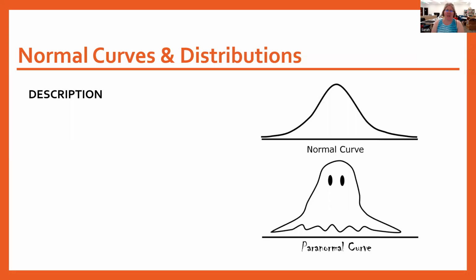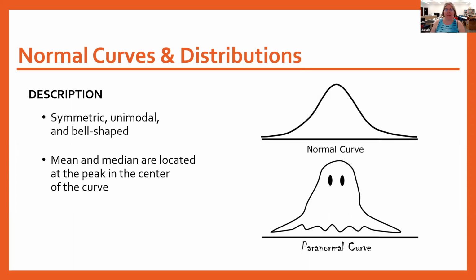Let's look at the description for the normal curve. A normal curve is going to be symmetric, unimodal, meaning one high point, and bell-shaped. Both the mean and the median are located at the peak, that high point in the center of the curve, and then from there, the tails are going to drop off pretty quickly. Because they drop off so quickly, we don't often expect to see outliers in a normal distribution.